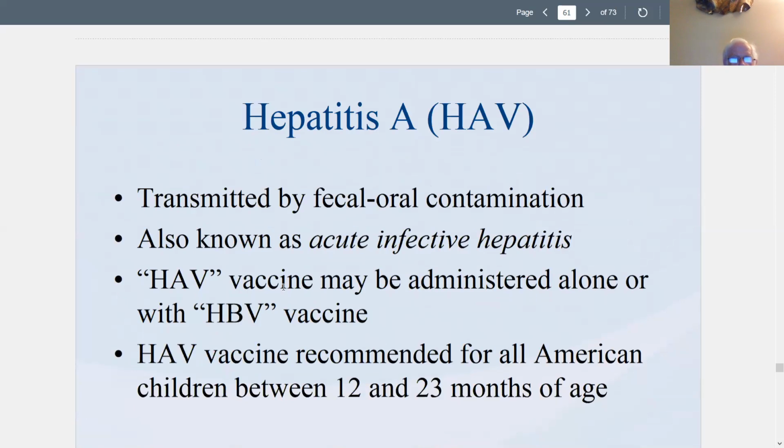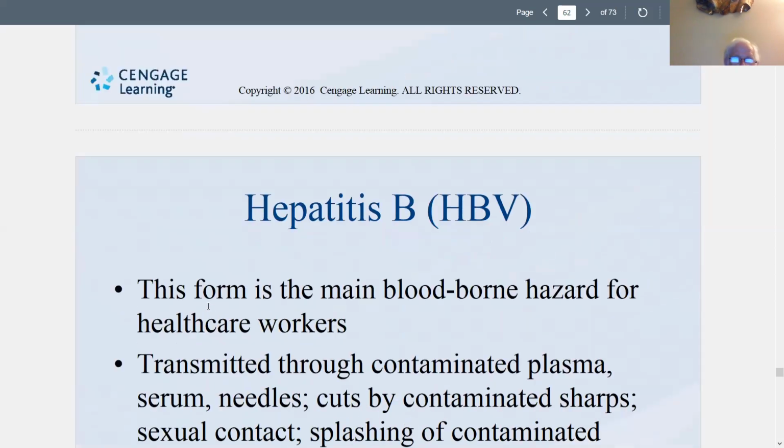Hep A is fecal oral. It's foodborne, or it can be foodborne. There's a vaccine that is available, that now is being recommended for all American children between 12 and 23 months of age.